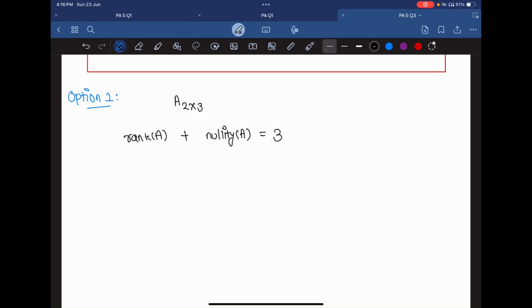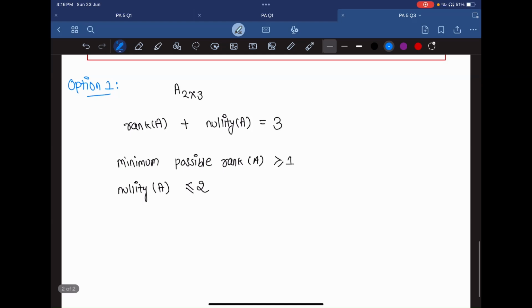So the minimum possible rank in the general case is 0, but because it is already given that A is a non-zero matrix, 0 rank is only possible in the case when our matrix is 0. But as it is given that A is a non-zero matrix, the minimum possible rank of A is at least 1. The rank of A should be at least 1. So with that we can find the maximum possible nullity, that is at most 2. So that's why we get that the nullity of A can be at most 2.